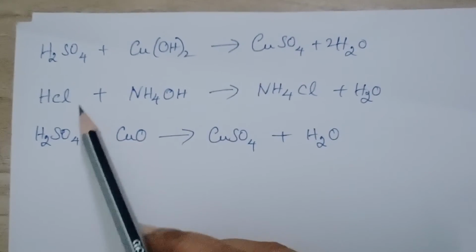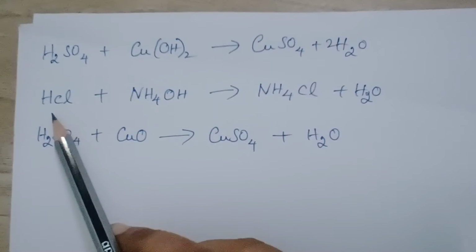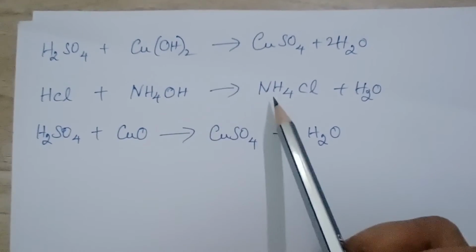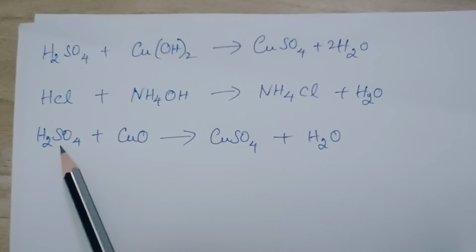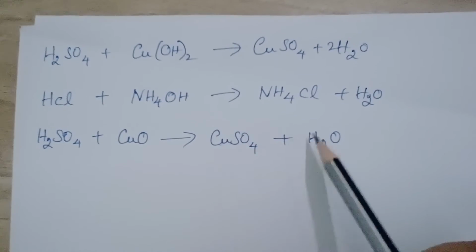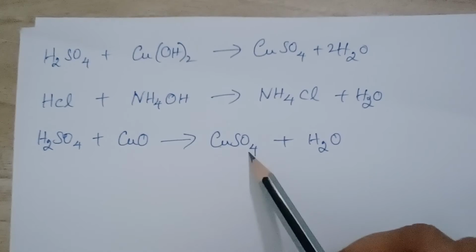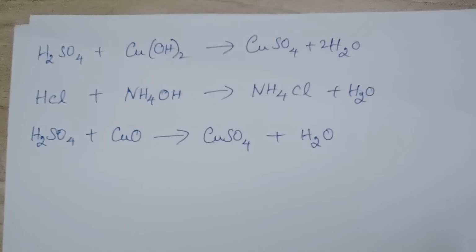That means acid plus base will give salt plus water. Okay, next, again acid plus base, ammonium hydroxide. Hydrochloric acid plus ammonium hydroxide will give salt plus water, ammonium chloride plus water. Next, acid plus metal oxide will give salt plus water. The salt is copper sulfate plus water. Clear? So these are the few reactions. I have given what product is formed when acid reacts with metal or metal carbonate, metal hydrogen carbonate, base or metal oxide.